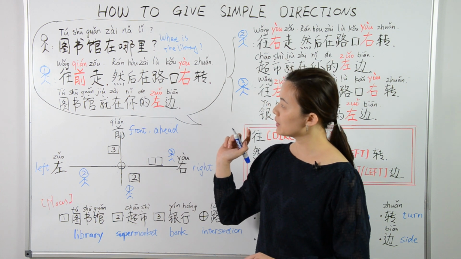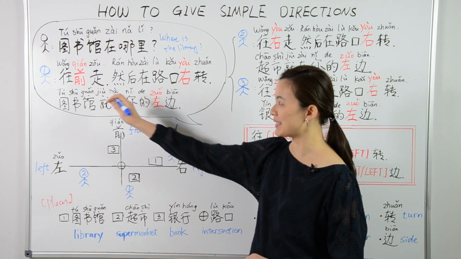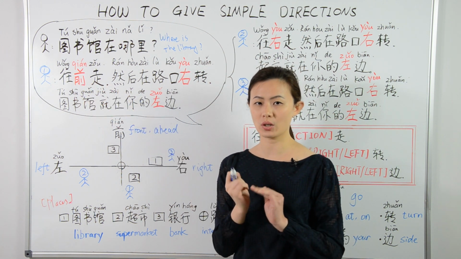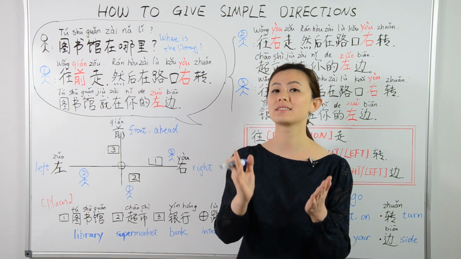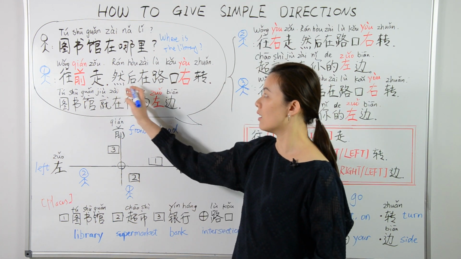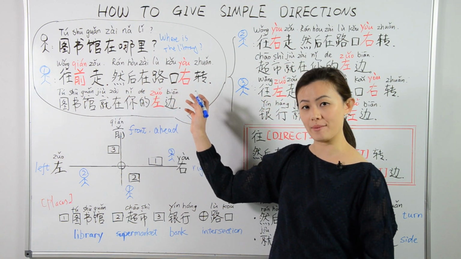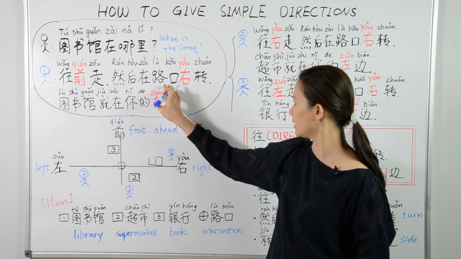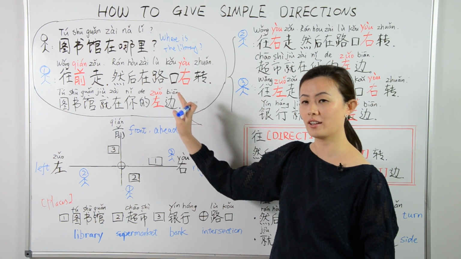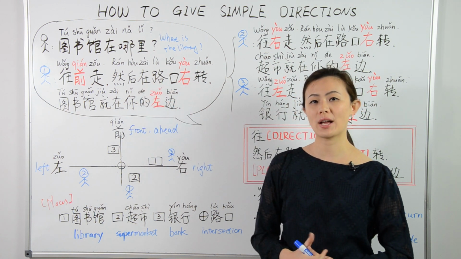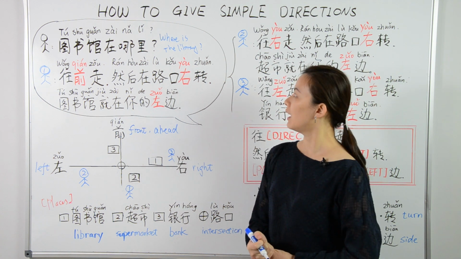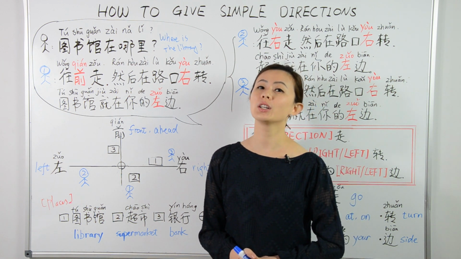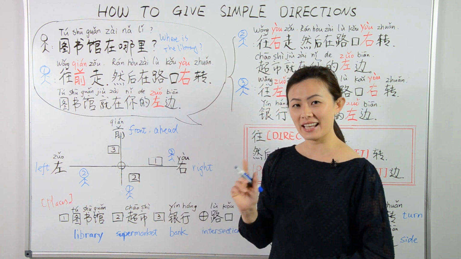The response has 3 sentences. First sentence, 往前走. 往前走 means go forward, go straight. 然后在路口右转. Literally it is, and then at intersection, right turn. In the English order, it would be, and then turn right at the intersection. And the last part.